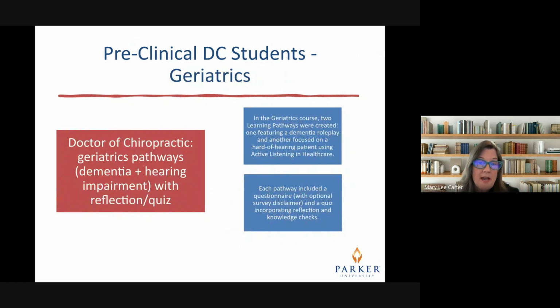For our geriatrics course and our geriatric students, again, these are preclinical students, and we focused on the dementia patient because it was something that, again, more and more of our students are actually seeing patients coming in for one reason or another who have dementia, and just a way of having empathetic conversation with them. We've added, again, those reminders that there will be a survey offered, and then a reflection question that they can use their own words to answer, or they can type them out.